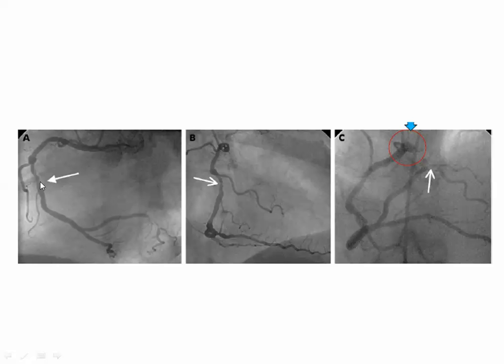Okay? Where is the lesion here? In the mid RCA. What this vessel? Marginal. And this small marginal. Okay? What this view? This is the direction of the ribs. Yes, it's RAO. Okay? So RAO, what's the wall?